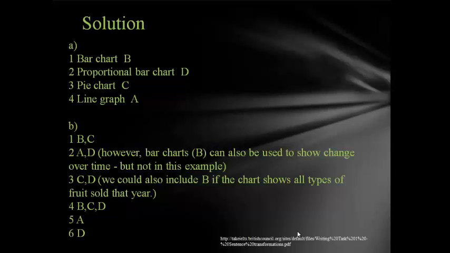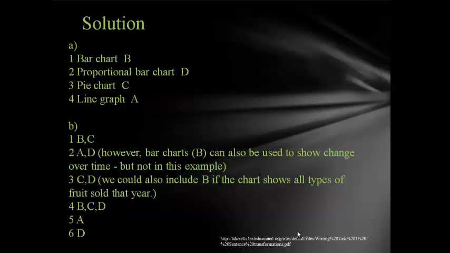Okay, now here we have a solution. For question A, bar chart is figure B, proportional bar chart is figure D, pie chart is figure C, and line graph is figure A.